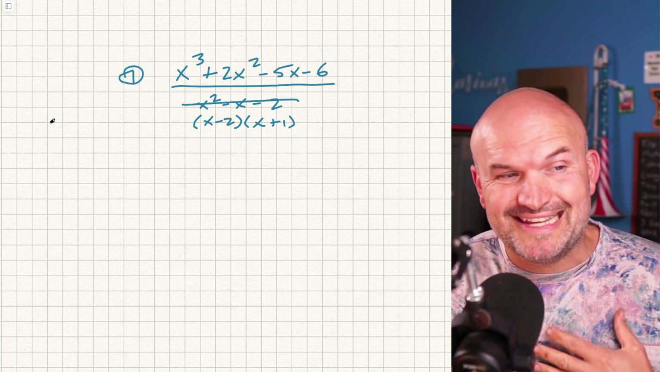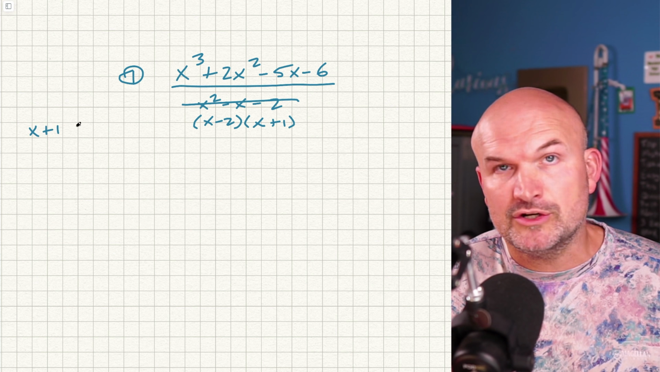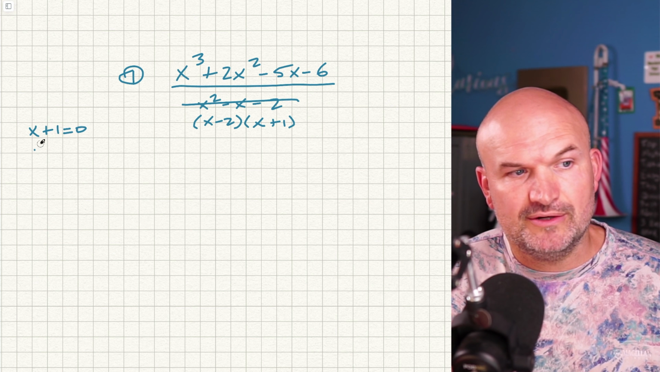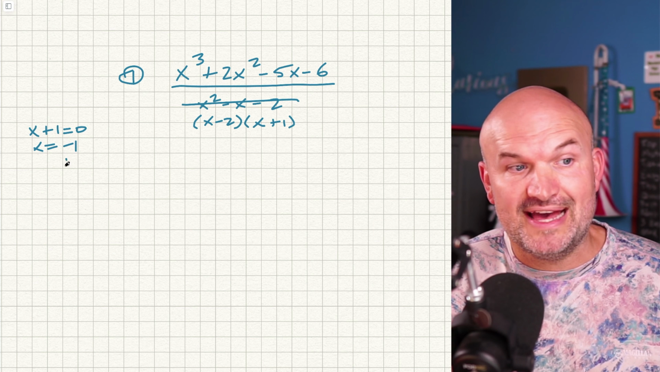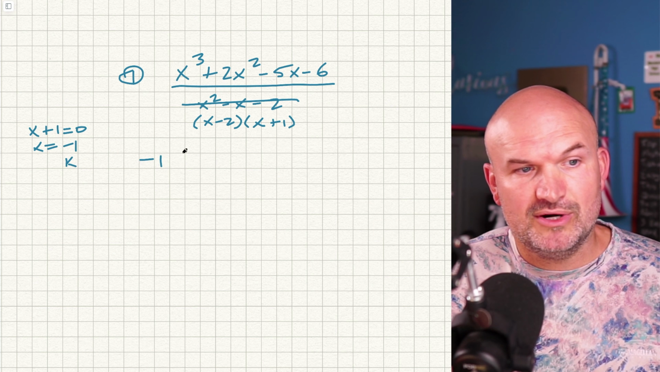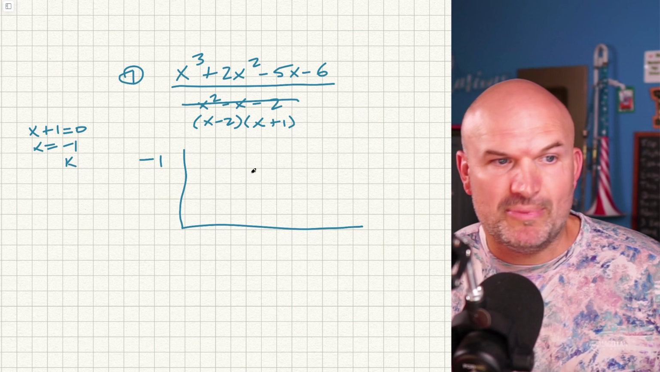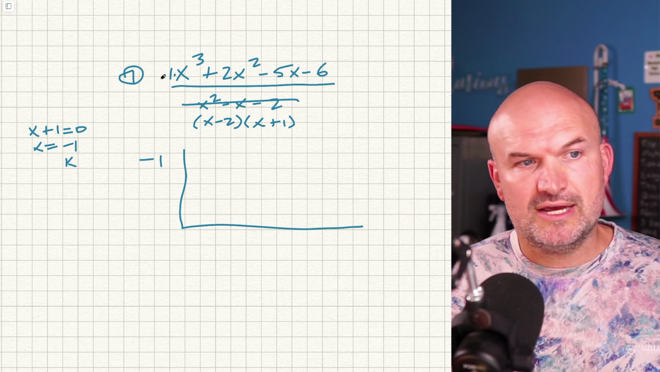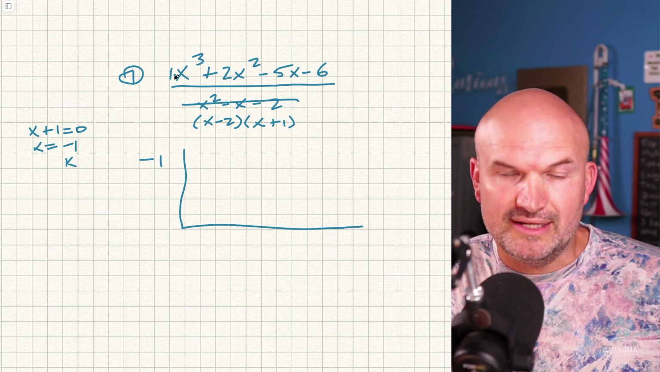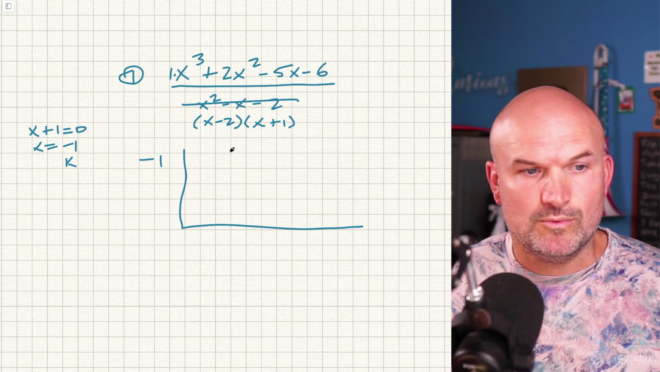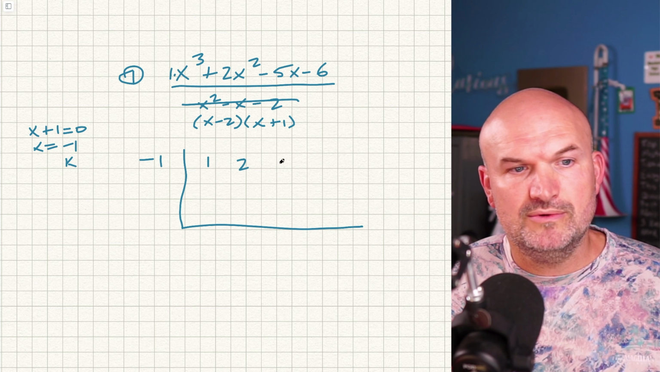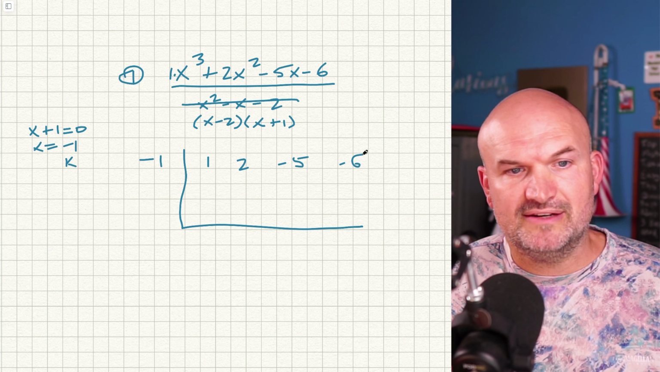Now remember, when we want to find k, you just take your factor or your divisor, set it equal to 0, and you say x equals -1. Okay, that is going to be my k. We take that number on the outside, and then we set up our synthetic division little box. Then we're going to take the coefficients. Remember, if there's no number in front, it's assumed to be 1. So I'll do 1, 2, -5, -6, okay?